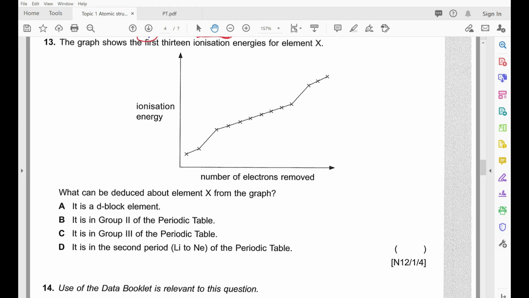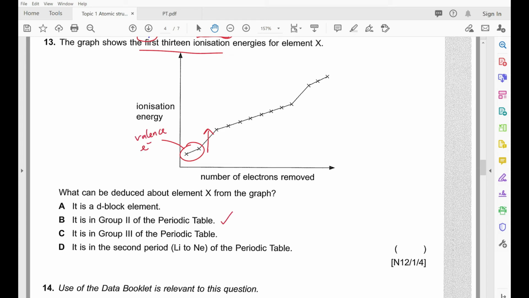The graph shows the first 13 ionization energies of element X. What can be deduced about element X? Okay, first 13, it doesn't say that there are only 13 electrons. So there might be more. But let's determine the group, because after the removal of the first two electrons, there is a big jump in the ionization energy, and that tells us that this element has two valence electrons, so it is in group 2 of the periodic table.